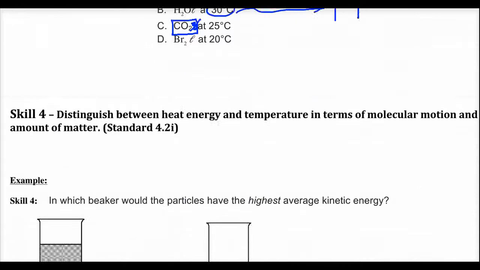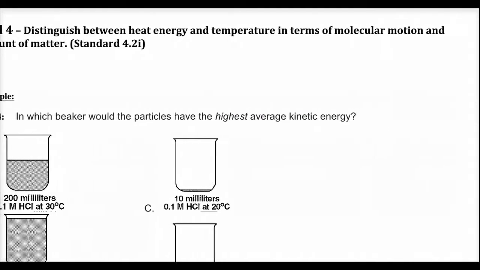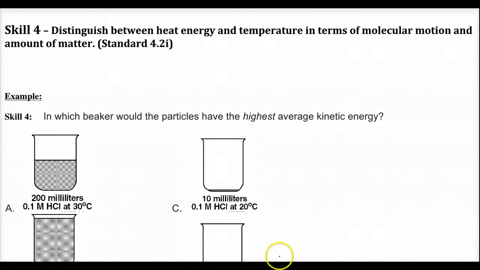Okay. Skill 4. Distinguish between heat energy and temperature in terms of molecular motion and amount of matter. Well, heat energy is a measure of the collective, let's say, motion of all the particles, but we can't really measure that. All we can measure is a change from one form to the other. Temperature, of course, is the average motion. As we just learned, it's not based upon the size of the sample. An average does not depend upon how many you have.